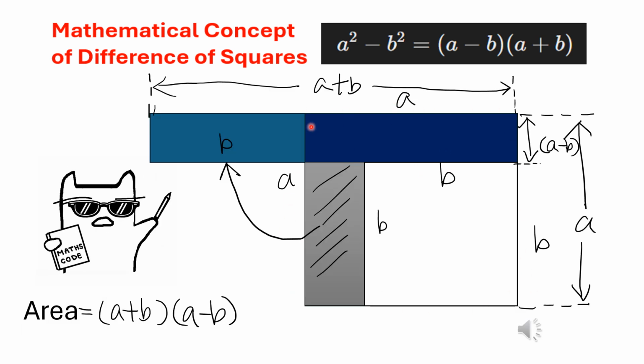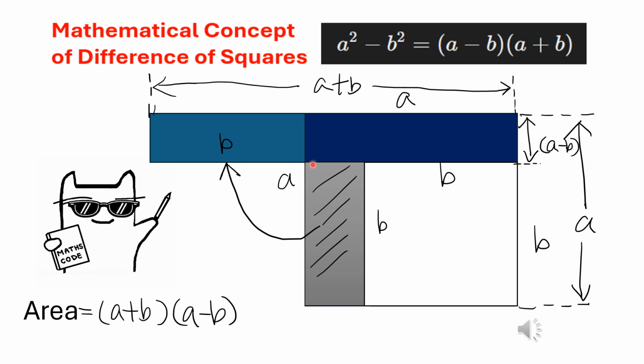Okay, let's explain the right-hand side of the formula. Please take a look at this diagram. We can rearrange the leftover shape by cutting it into two rectangles, the grey one and the blue one. Next, we rotate the grey rectangle upwards and place it next to the blue rectangle. Now, we have a long rectangle.